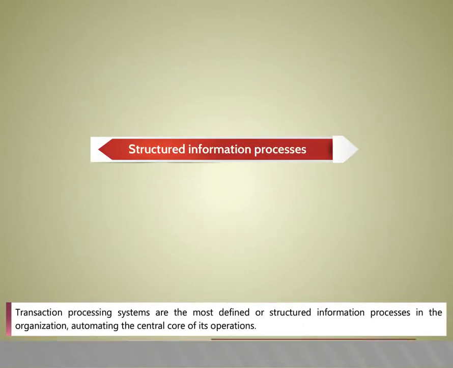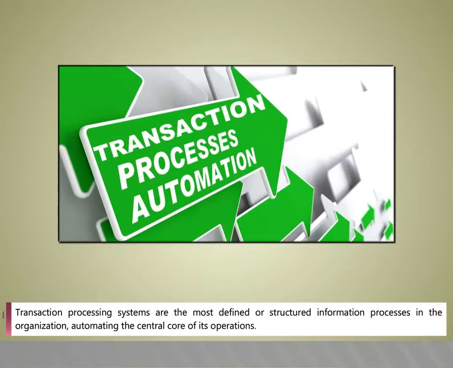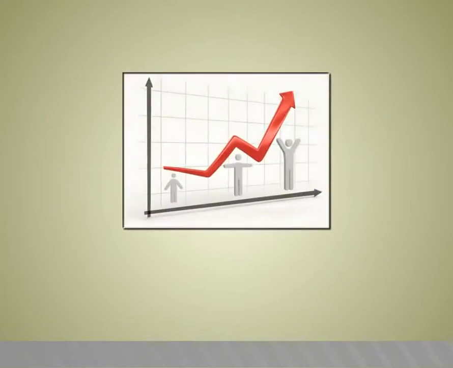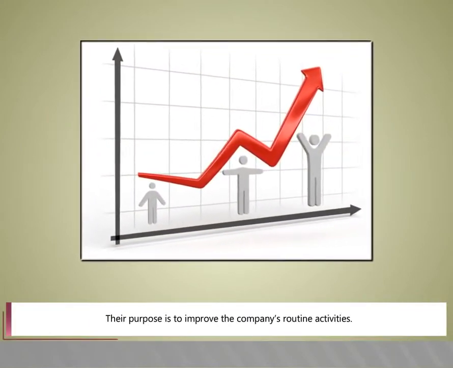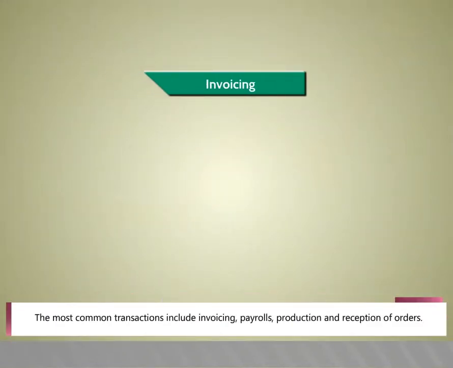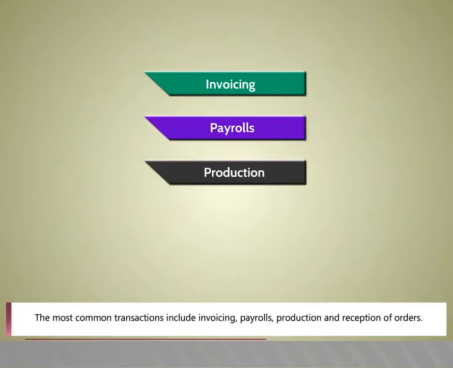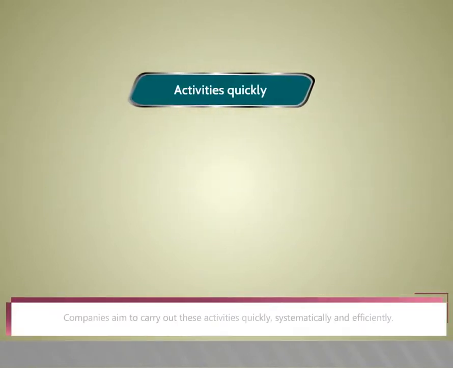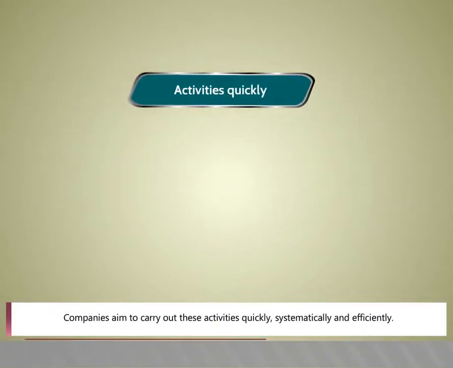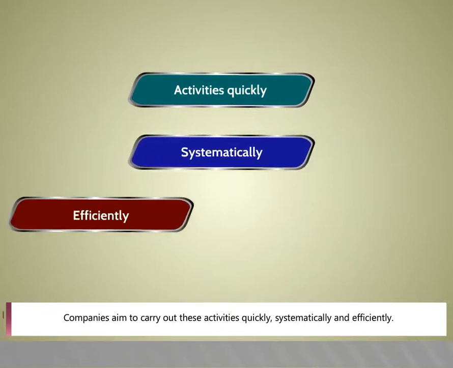Transaction processing systems are the most defined or structured information processes in the organization, automating the central core of its operations. Their purpose is to improve the company's routine activities. The most common transactions include invoicing, payrolls, production, and reception of orders. Companies aim to carry out these activities quickly, systematically, and efficiently.